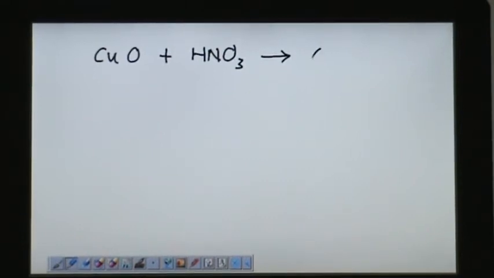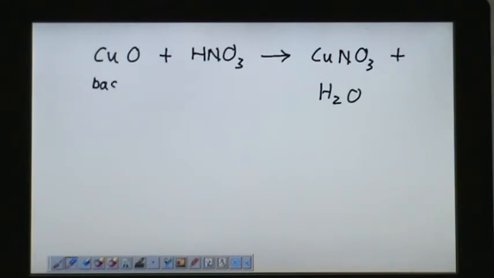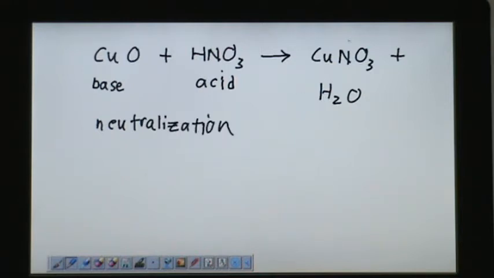So it will be CuNO3 plus H2O. For your information, this is a substance called base, and this is a substance called acid. So acid and base, if they add up together, is a process called neutralization. You will learn this in a later chapter. With this in mind, you get a salt. Not only do you get a salt, you get water. Okay, so is this equation balanced?